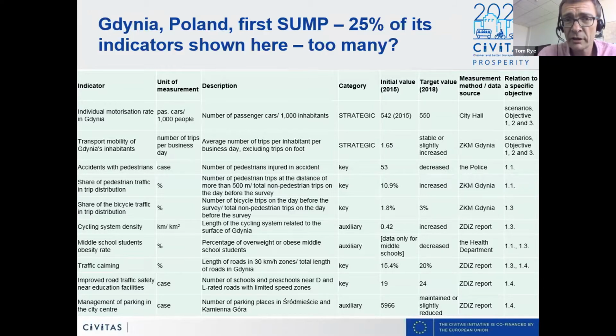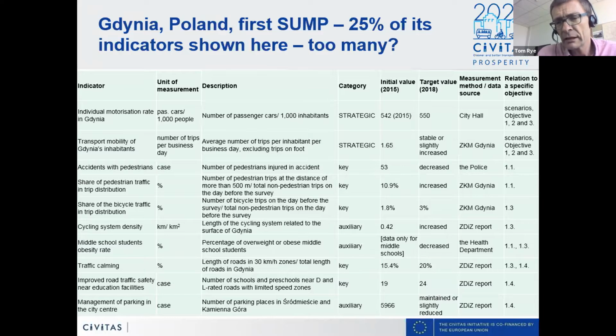All I'm saying is this is actually only a quarter of the indicators that are proposed to be gathered in the Gdynia SUMP, which was published in 2015. So there's a 2015 value for most of the indicators and a target for 2018. And I would say for an initial SUMP, this is a lot of data to gather. And also, it may be that there are some objectives that nonetheless don't have an indicator, and some objectives that have a very large number of indicators, and they've all got targets.